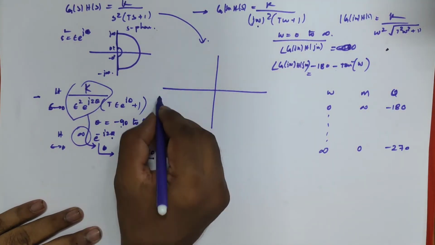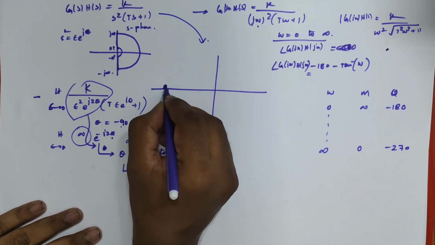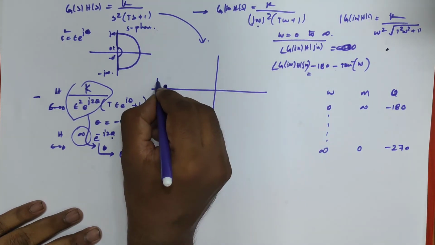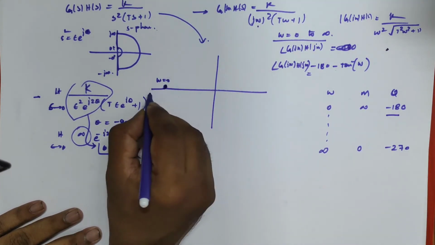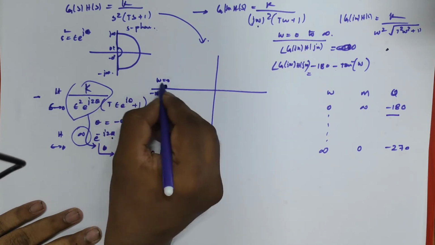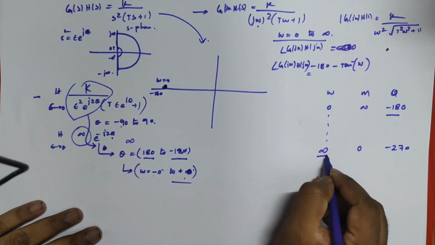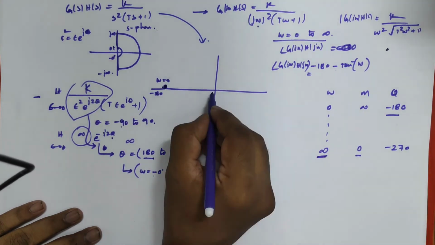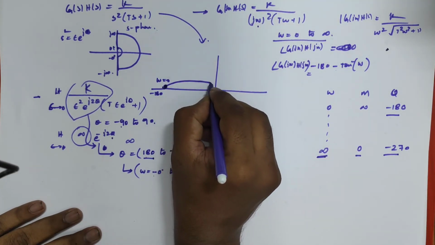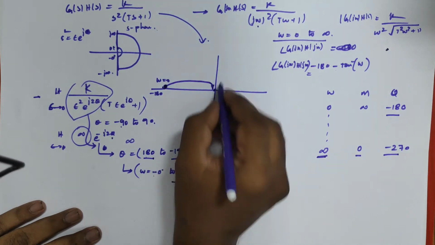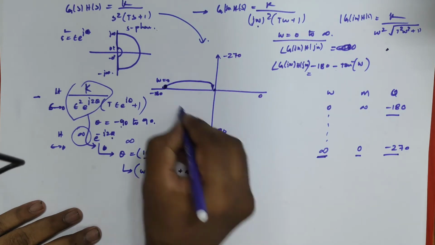Then what can I draw? So from omega tends to infinite, let us have at omega equal to 0 a magnitude infinite with angle minus 180. So this is my minus 180 angle. The point is looking like this, let us assume. When omega equal to infinite, what is the magnitude? 0. And where does it end? At minus 270. So this is my plot. You know that: 0, minus 90, minus 180, and minus 270.